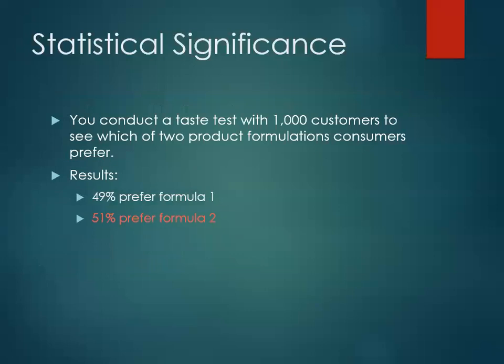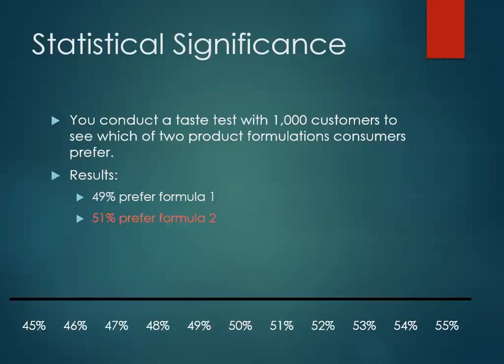So we have preference for Formula 1 and preference for Formula 2. We can construct confidence intervals around these preferences. I don't know if you recall from the lecture about sampling, but when you have a sample size of 1,000 and you're asking people to choose between two binary nominal options, Formula 1 and Formula 2, that gives us a 3% margin of error.